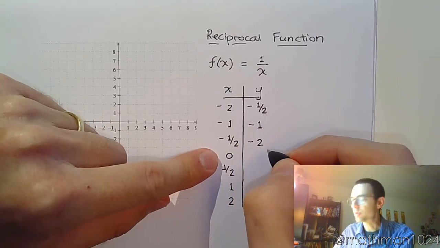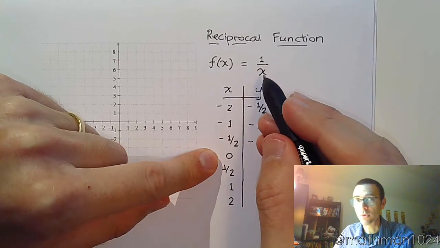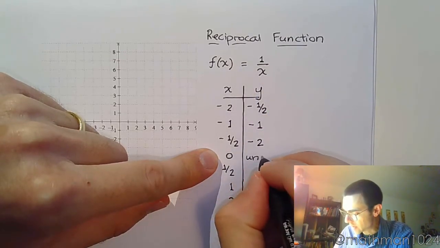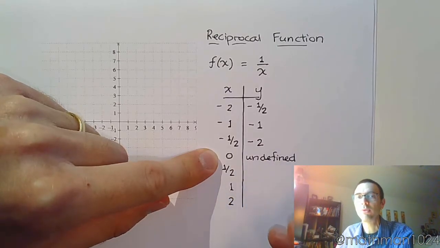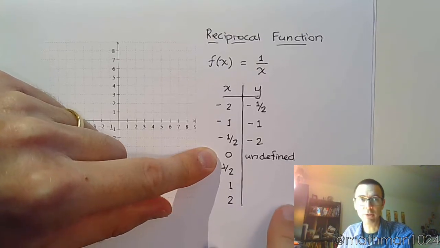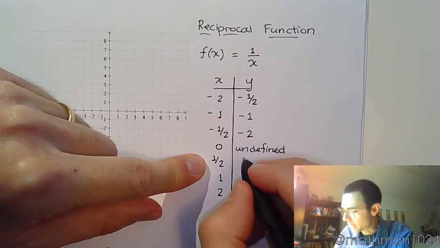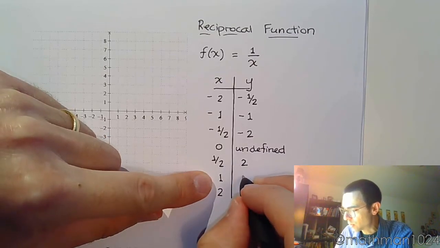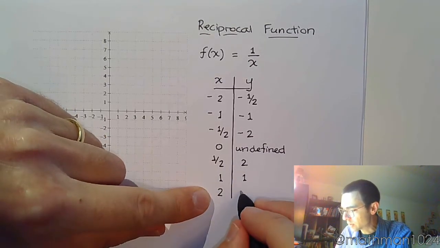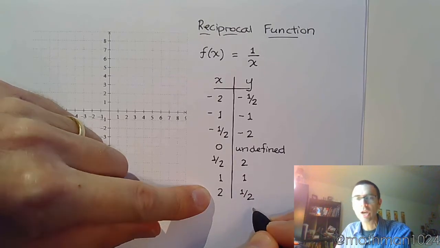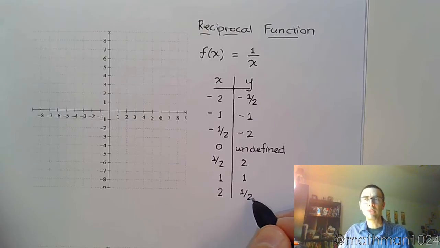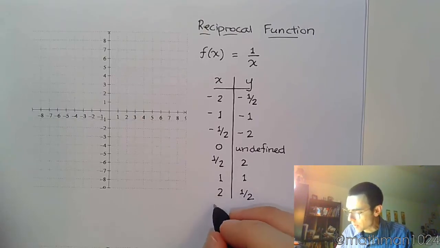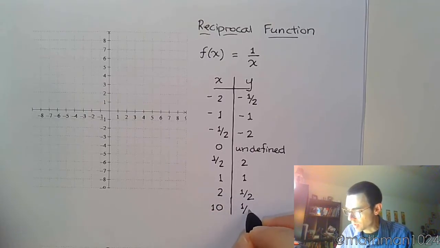0 is where we have problems, because if I try to plug in 0 here, 1 over 0 gives me something that is undefined. We're going to see how that will affect us when we talk about the domain. The reciprocal of 1/2 is 2, the reciprocal of 1 is 1, and the reciprocal of 2 is 1/2. Now, if these values keep getting bigger and bigger, my fraction is going to be a value that's smaller and smaller. If I do 10, well, the reciprocal of 10 is 1/10.